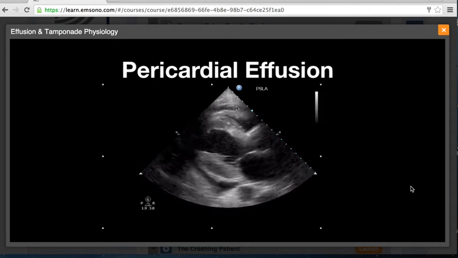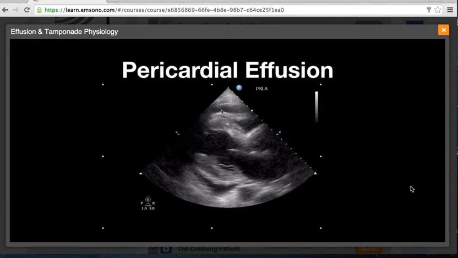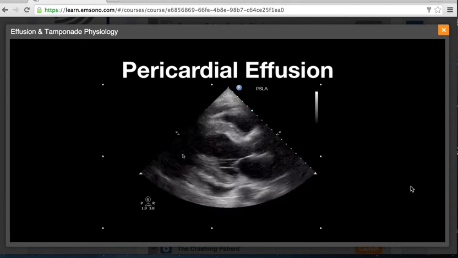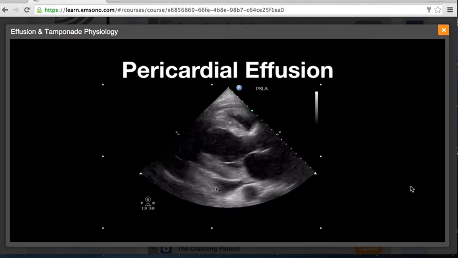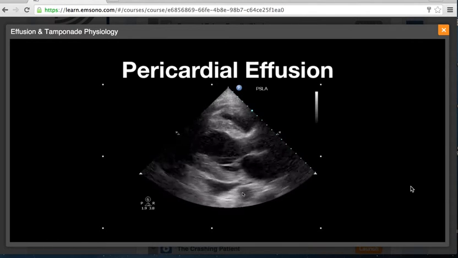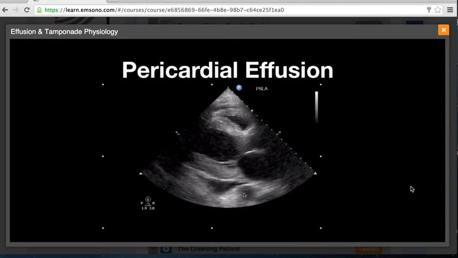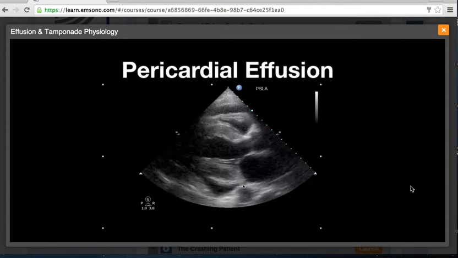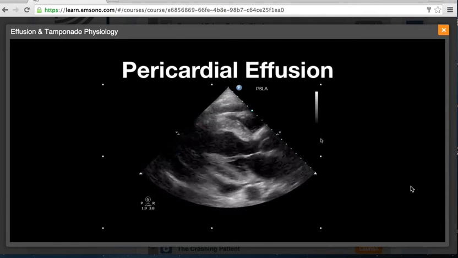Here's a parasternal long axis in a patient with a pericardial effusion. You can see the fluid collection anteriorly. You can follow it along again posteriorly, but you see that this goes between the back wall of the heart and the descending aorta towards the AV groove here. So this is a pericardial effusion.